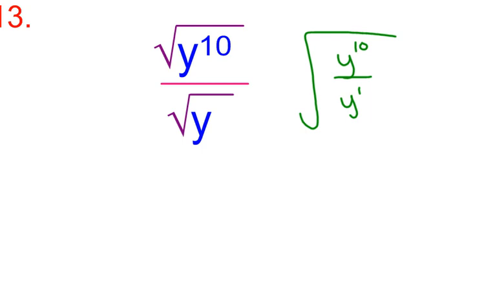So then I can use my division rules with exponents. Bigger y, top or bottom? It's on the top. 10 minus 1 is 9. So I can simplify that right away to the square root of y to the 9th.